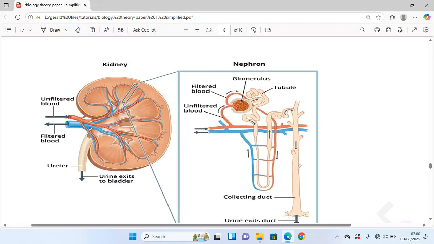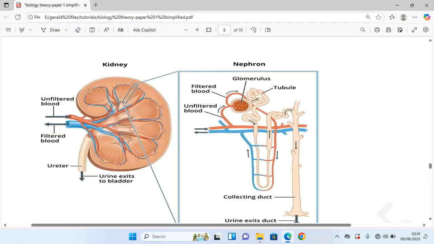But recall, some of those materials, as we have mentioned, are still important in the body. But if they continue flowing through the proximal tubule, the loop of Henle, and then the distal convoluted tubule, they will flow to the collecting duct and end up becoming urine, connecting to the ureter and going to the bladder.